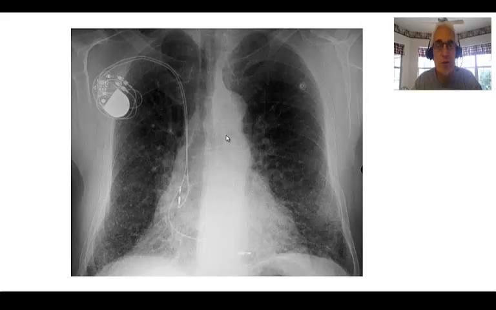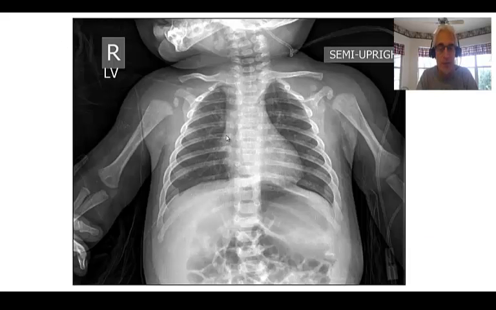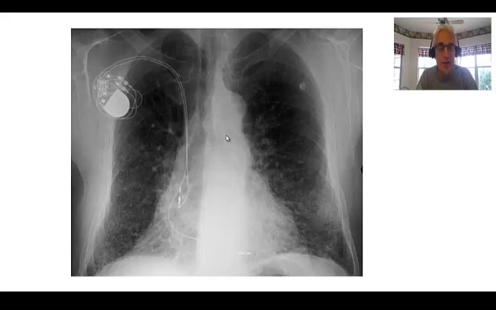Boy, here's a 71-year-old male who presents with severe shortness of breath and hypoxia. He's very low on oxygen. Pardon me, the slides have a little mind of their own here. Airway is very straight, very interesting.